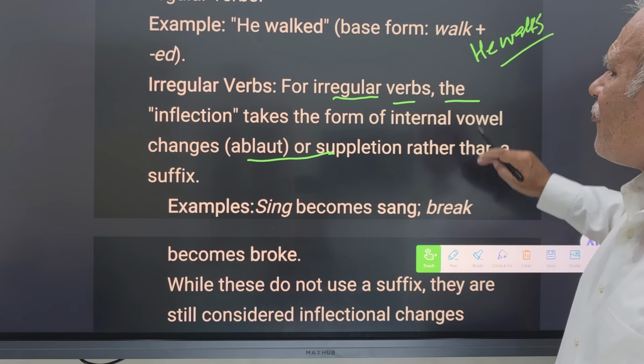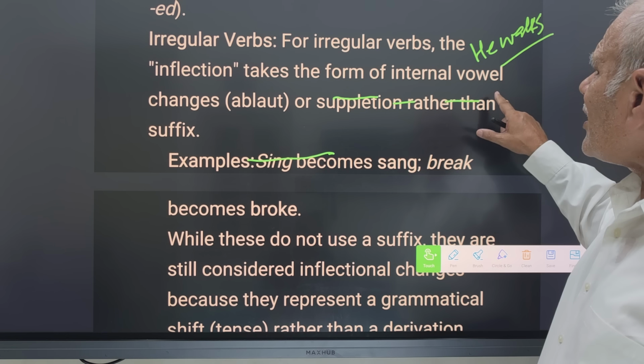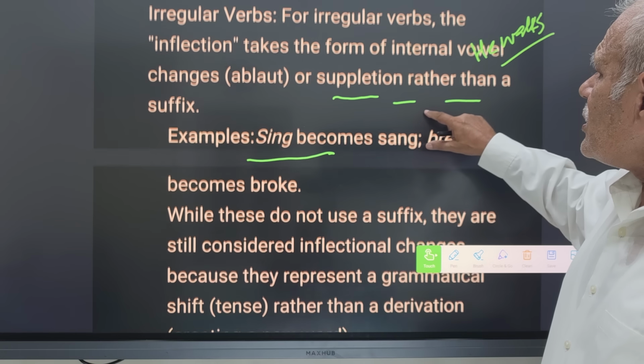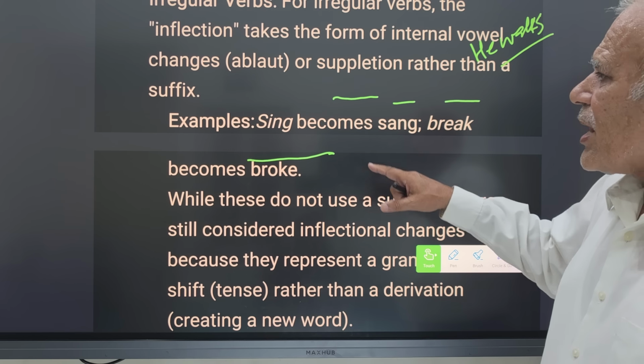Irregular verb form. For irregular verbs, the inflection takes the form of internal vowel changes or suppletion rather than a suffix. Example, sing became sang, break became broke. While these do not use a suffix, they are still considered inflectional changes because they represent a grammatical shift, which is also known as tense, rather than a derivation creating a new verb.